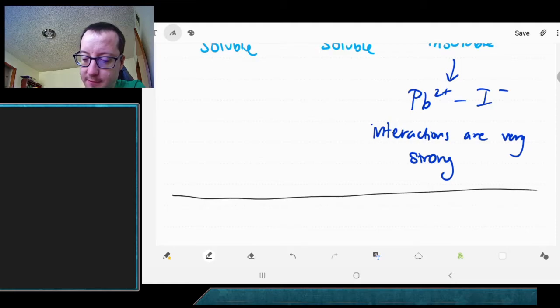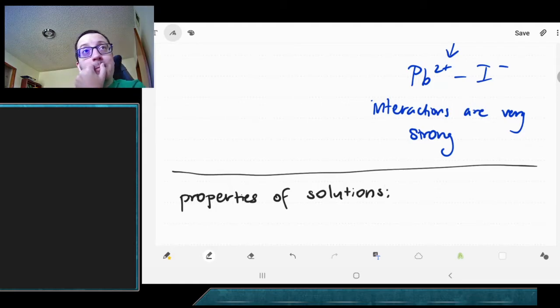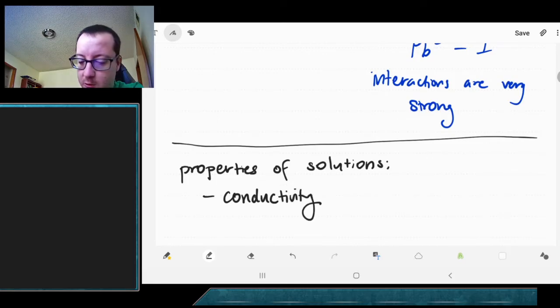Alrighty, any questions on that stuff? Alright, well, if not, we're going to talk about properties of solutions now. We're going to see that there's a lot of stuff we can talk about relating to solutions. Primarily, the first one is going to be conductivity. We're going to see that different substances, when dissolved in solution, can make a solution conduct electricity better.